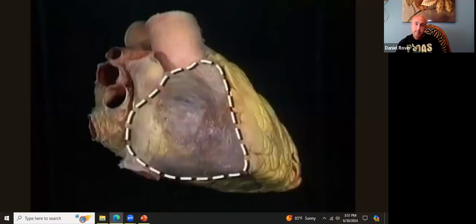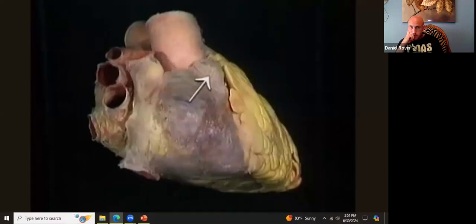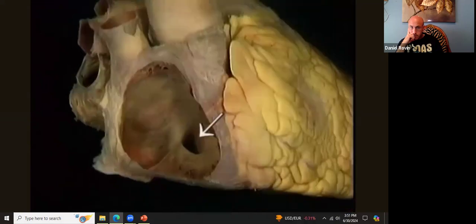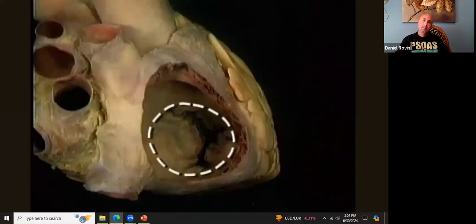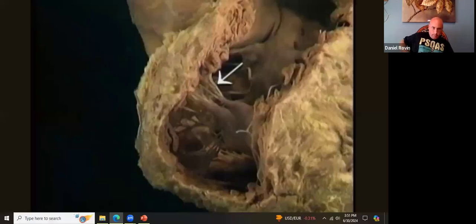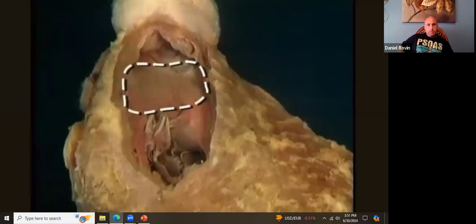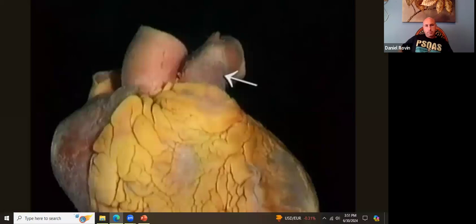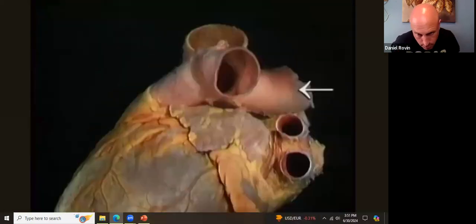Here's the right atrium, the atrial appendage, superior vena cava, and the inferior vena cava. Here's the interatrial septum, the fossa ovalis, the opening for the coronary sinus, and the tricuspid valve. Here's the right ventricle. Here are the papillary muscles, and the chordae tendineae, and the infundibulum. Here's the pulmonary valve, and the pulmonary trunk, branching into the left pulmonary and the right pulmonary arteries.